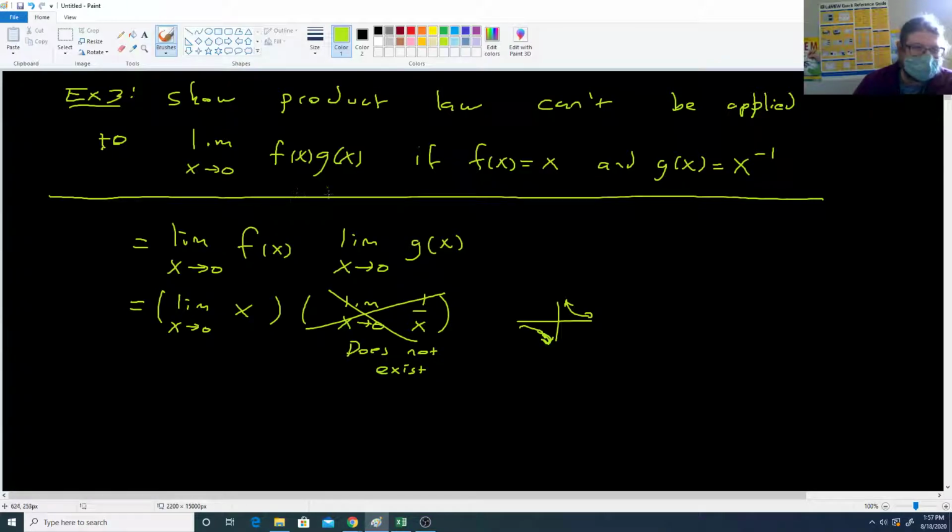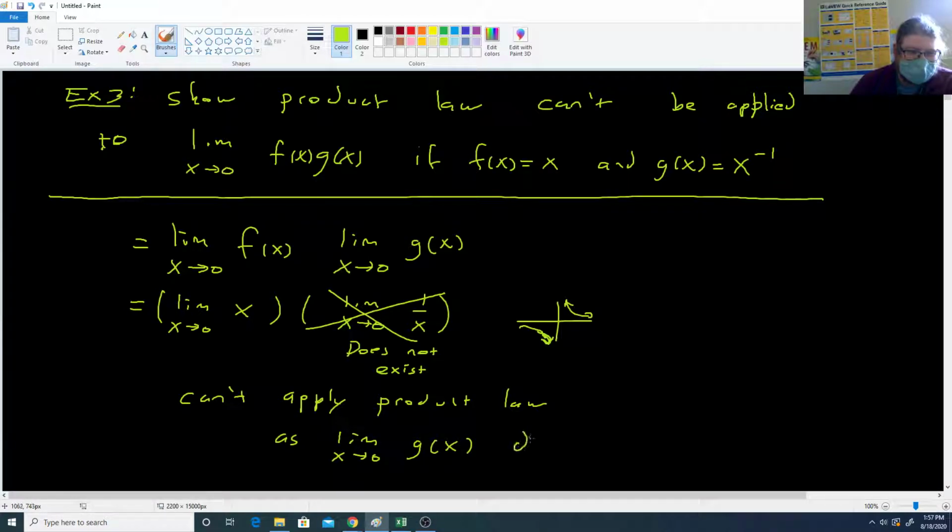So you can't actually apply the product law, as the limit as x approaches 0 of g of x does not exist. The problem is there's a vertical asymptote in the graph. One side goes to negative infinity, the other side goes to positive infinity.